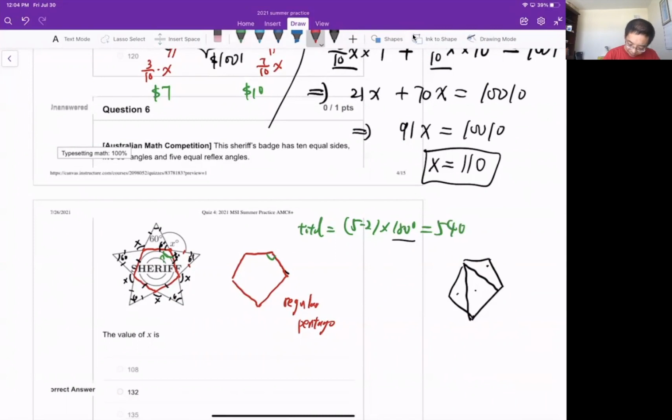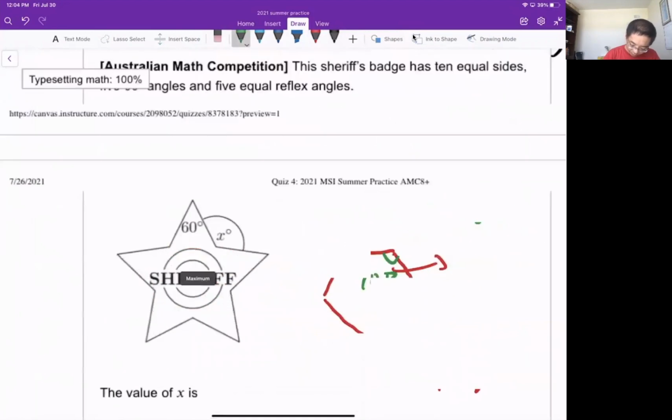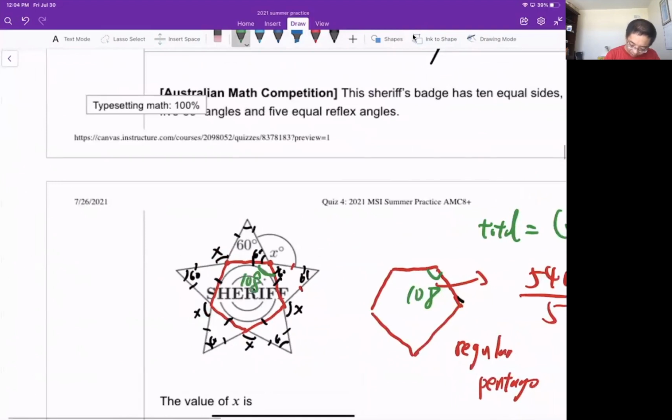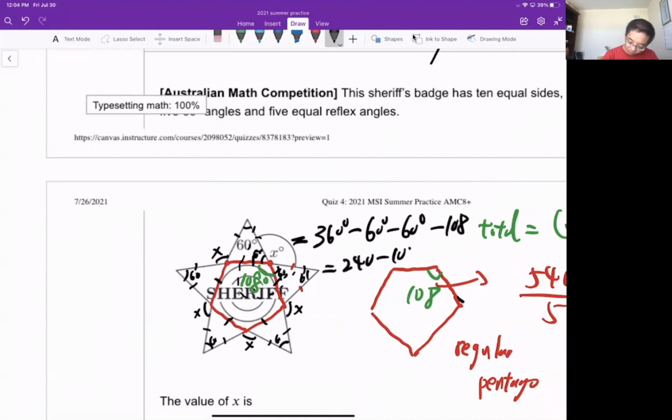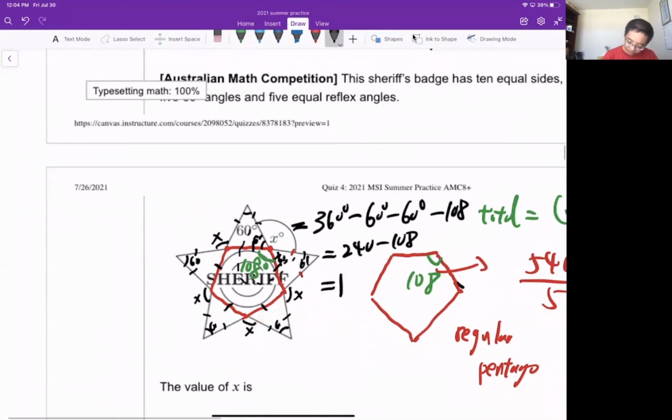And then each angle will be 540 divided by 5, so that's 108. Each one is 108, okay? So right here, this one will be 108. So 108 is the degree of each angle in a regular pentagon. And then the x will be clear. Because the total is 360, right? So it's 360 minus 60, minus 60, and minus 108, and what you have is 240 minus 108, and that gives 132 degrees. So that is the x.